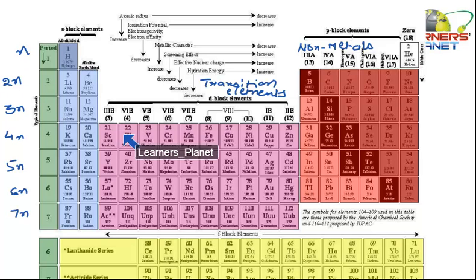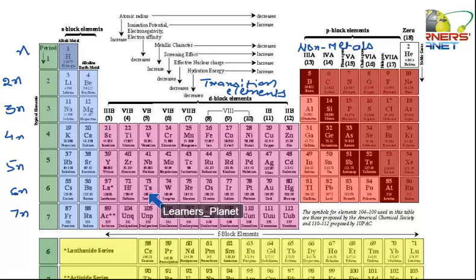Now why are they called transition elements? Because they have properties in between metals and non-metals. That is, they show transition in properties from metallic to non-metallic. Their properties are not like metals and also not like non-metals. So these are called transition elements.